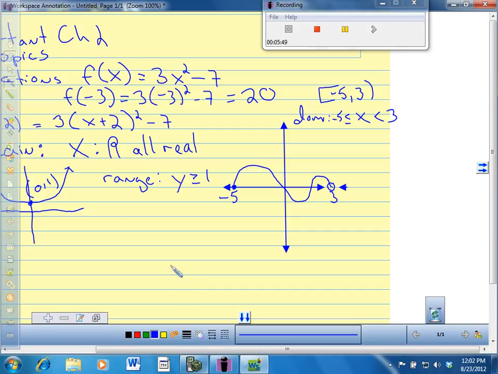Do you know about odd and even functions? Do you know what odd and even functions look like? We'll talk about that graphically as well as algebraically. So let me get a new piece of paper.